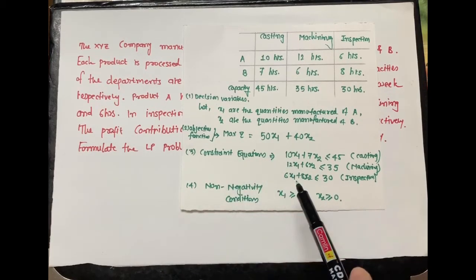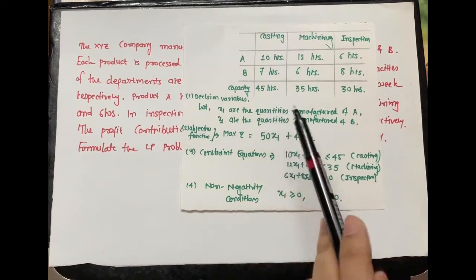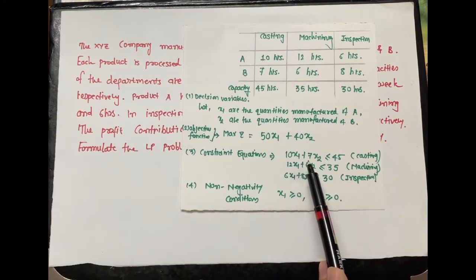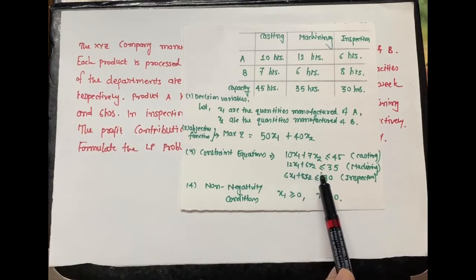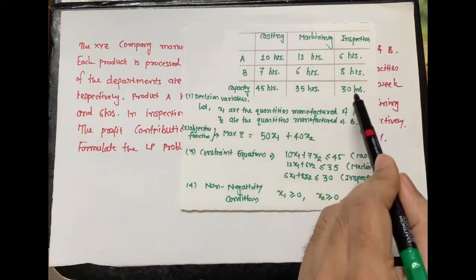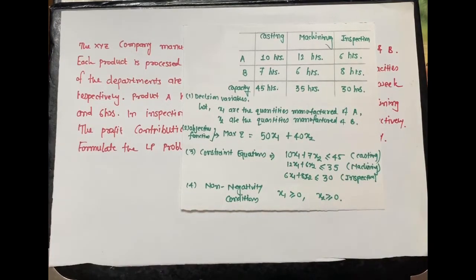There will be three constraint equations for the three different departments. Very first will be 10x1 plus 7x2 less than or equal to 45 for the casting, 12x1 plus 6x2 less than or equal to 35 for the machining constraints, and 6x1 plus 8x2 less than or equal to 30 for the inspection, and non-negativity conditions are labeled as x1 and x2, both are greater than or equal to 0. Okay.